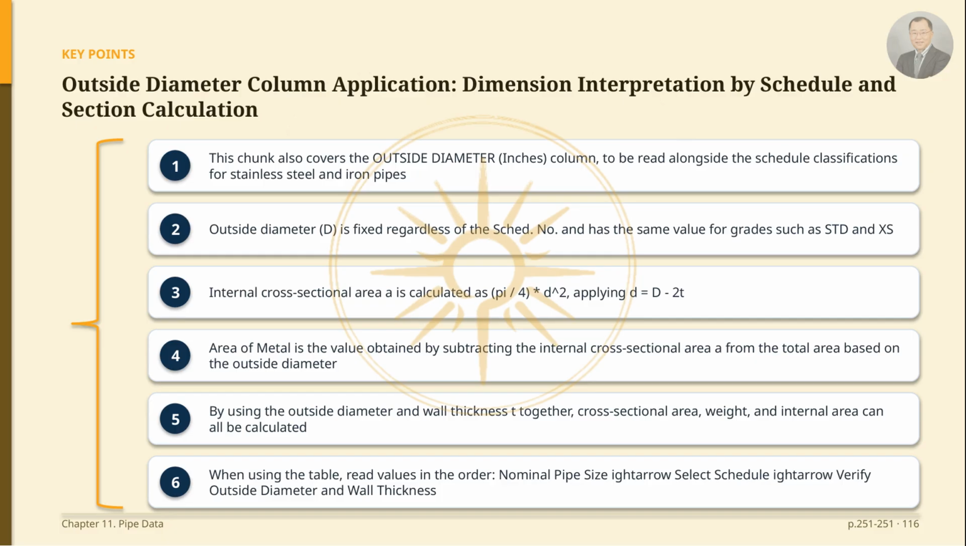Also, the area of metal is calculated by subtracting the internal cross-sectional area from the total area based on the outside diameter. In this way, by using the outside diameter and wall thickness T together, you can calculate the cross-sectional area, weight, and internal area. When using the table, you should first determine the nominal pipe size, then select the schedule, and finally read the corresponding outside diameter and wall thickness values.